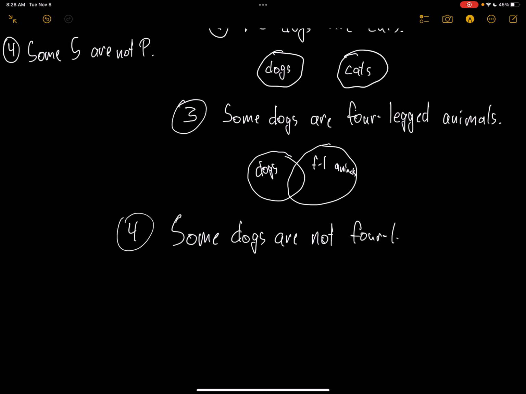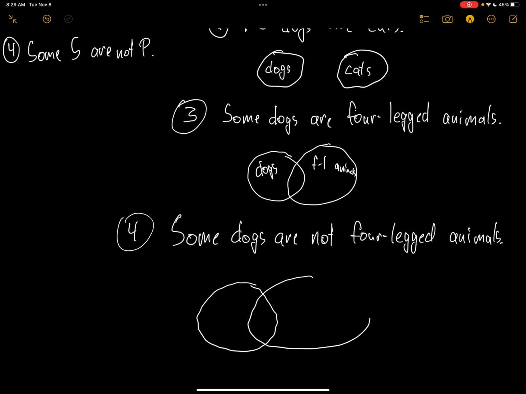This is our fourth kind of sentence. Well, to do this, we might want to draw the same exact thing. We would simply draw a Venn diagram with dogs and four-legged animals. But here's the problem. Now we have two sentences. Some dogs are four-legged animals. Some dogs are not four-legged animals. And we're illustrating them the exact same way. So here is the small change we're going to make.